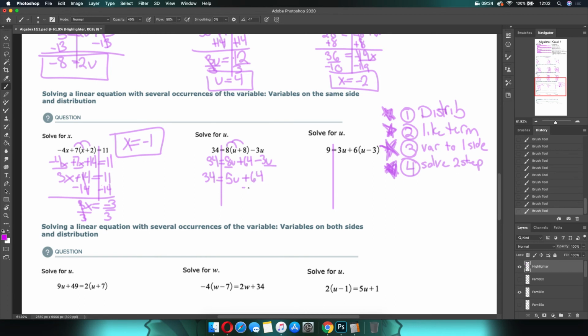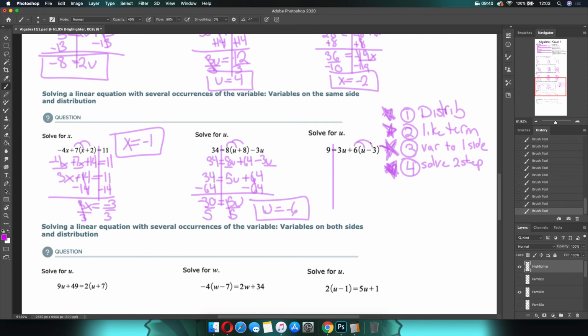And now we have a two-step. Funny that. Minus 64, minus 64. So negative 30 equals 5u. Divide by 5, divide by 5. U equals negative 6. Okay, and Ms. Dubois is really starting to jam now. This is getting to be fun.